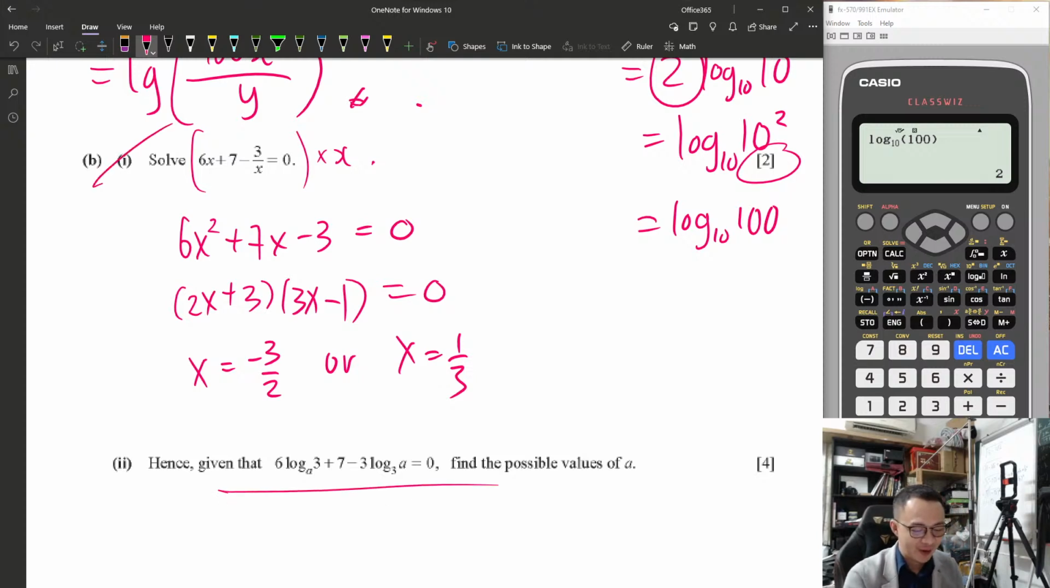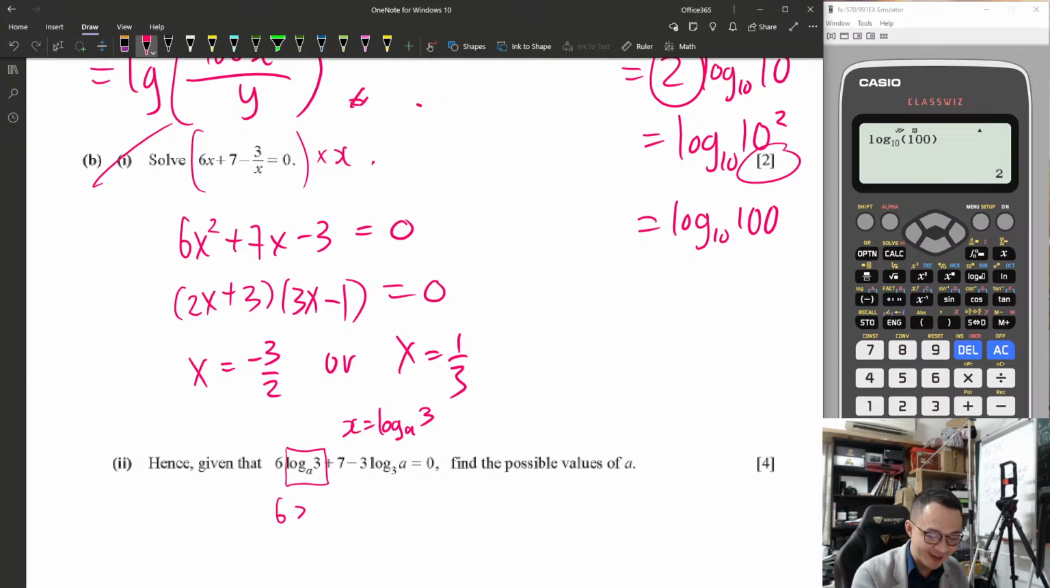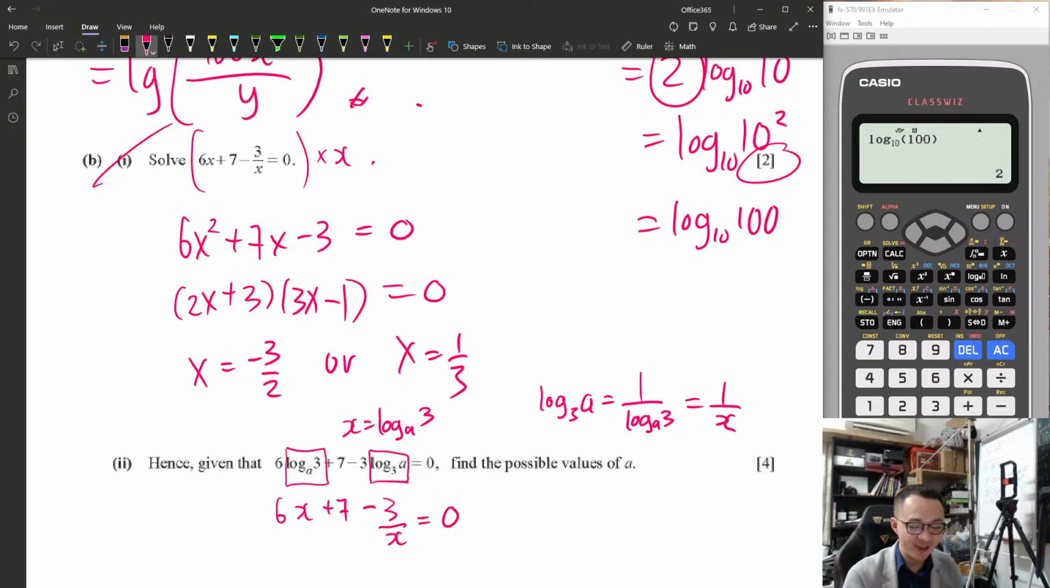You see, if you imagine x equals log_a 3, then the whole equation actually is very similar. Because this is 6x plus 7 minus, some students might say this is 3x. Not really. You see carefully, this is log_3 a. If x equals log_a 3, log_3 a equals 1 over log_a 3. Then this one actually is 1 over x. So this is 3 over x. You see that? It's actually the same as the top equation.